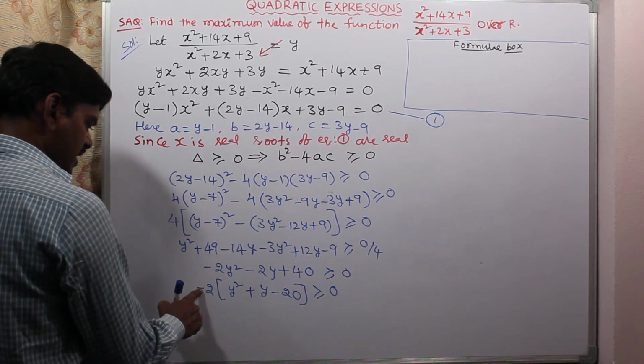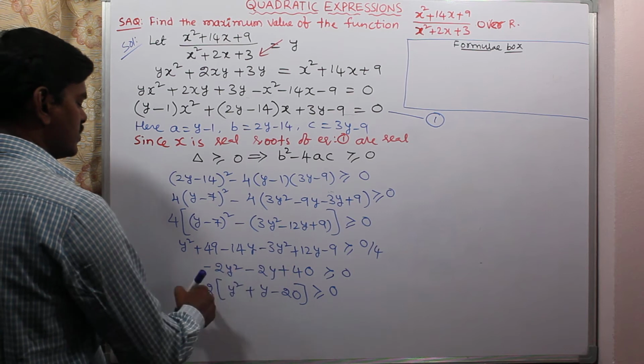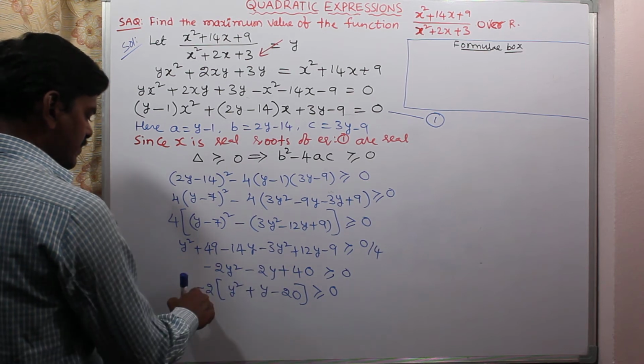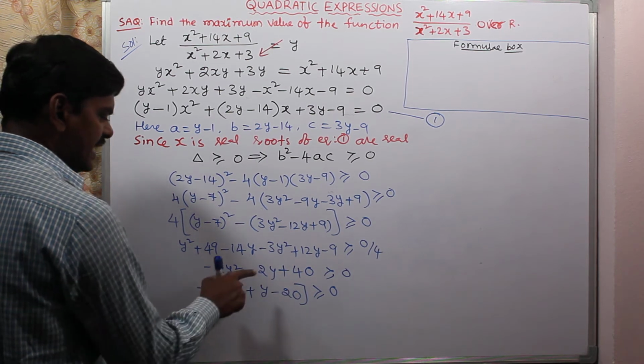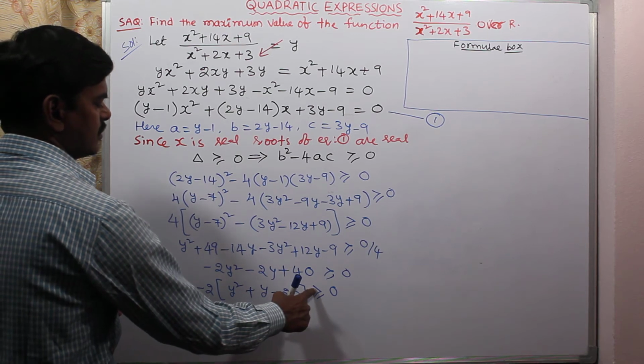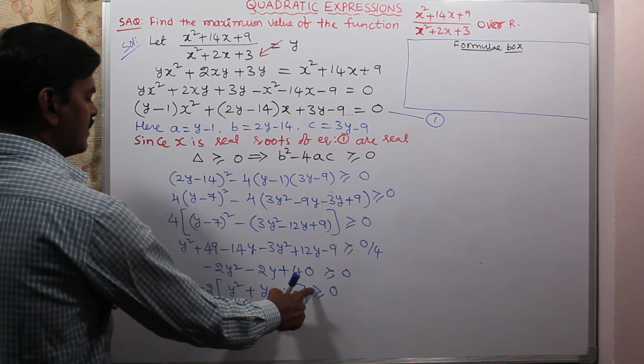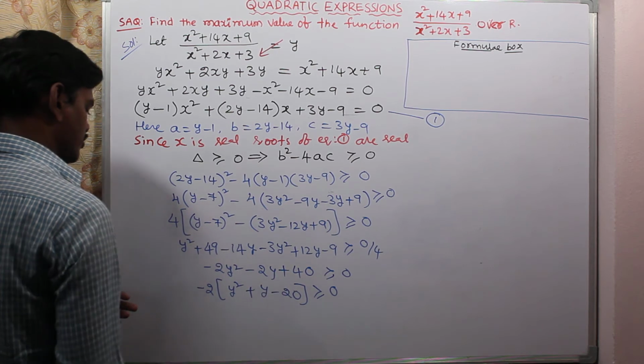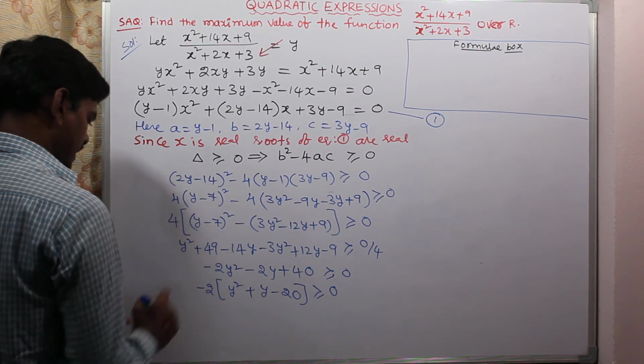And how can we eliminate this negative sign? Multiplying on both sides by a negative sign. Multiplying on both sides by a negative sign leads to a sign change of this inequation. Greater than or equal to becomes less than or equal to. Don't forget to change the sign.